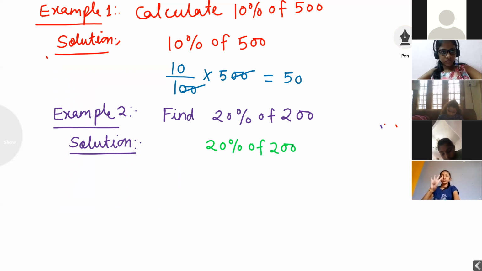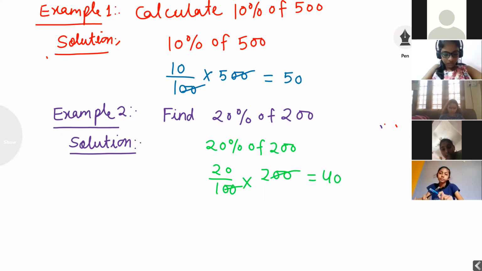20% I want to convert into a fraction: 20 by 100 into 200. 0 cancel. Answer is coming what? 40. Percentage 40 will not come as the answer. Don't get confused. If I give a question in the exam, don't get confused: 40 will be the answer, not 40%. He is asking to find the value, not the percentage.